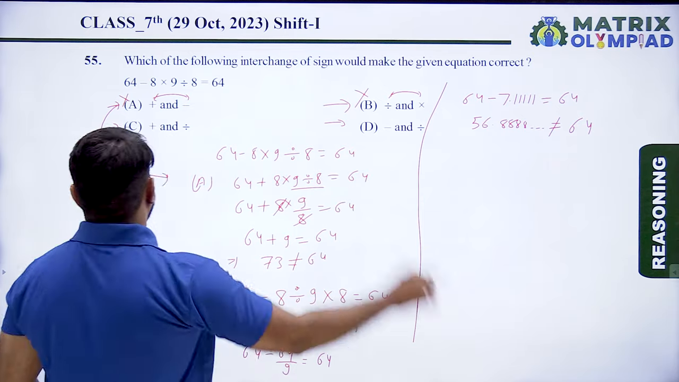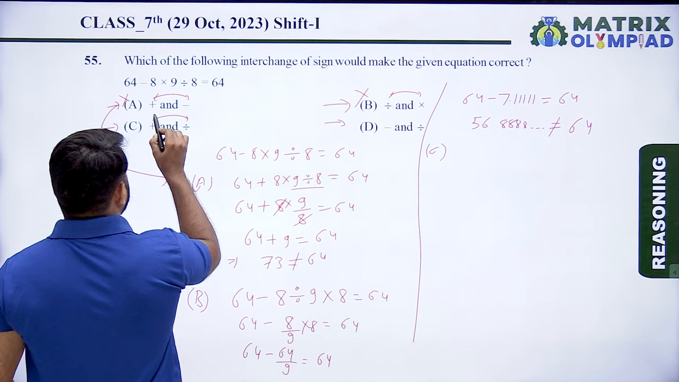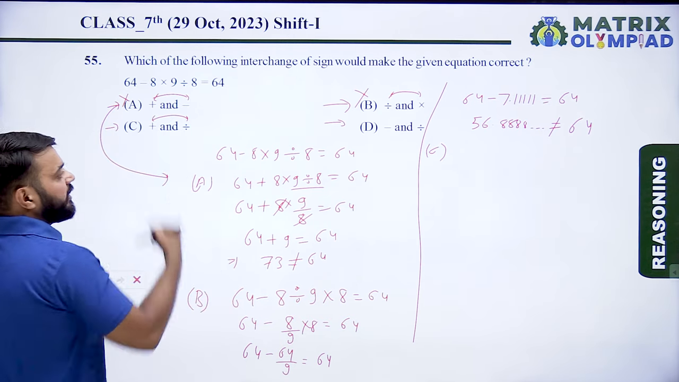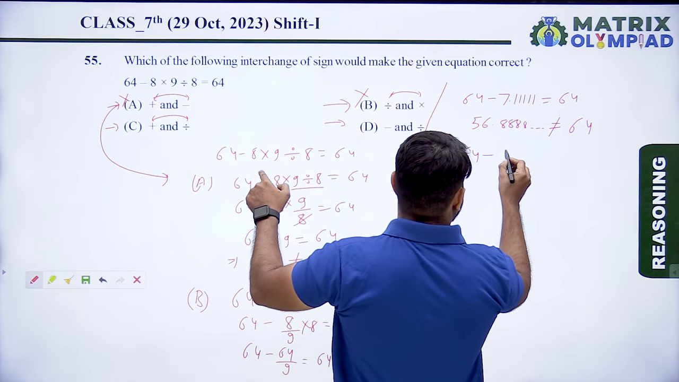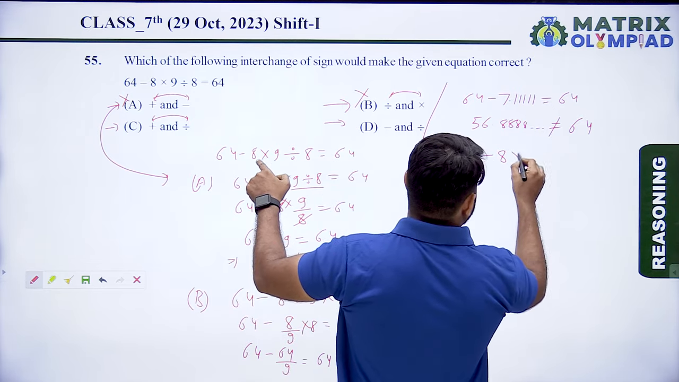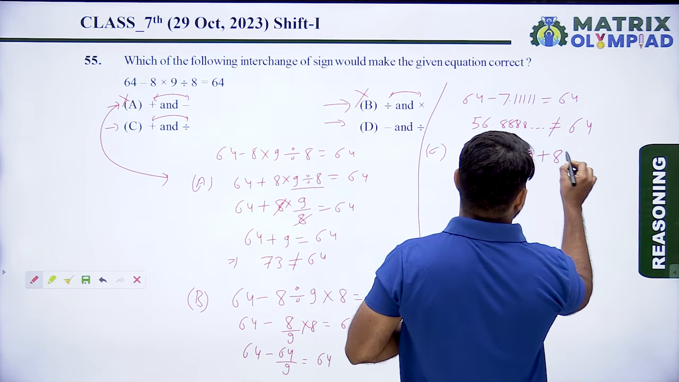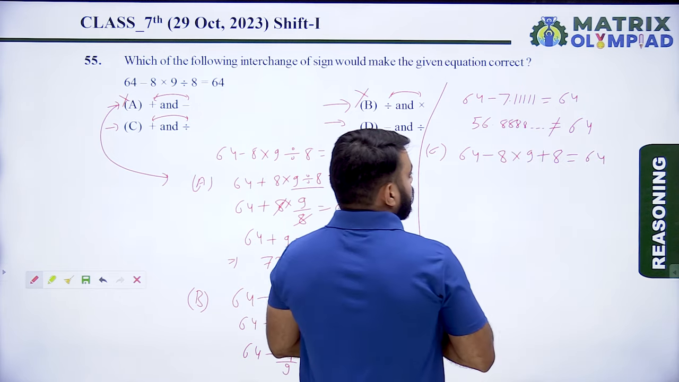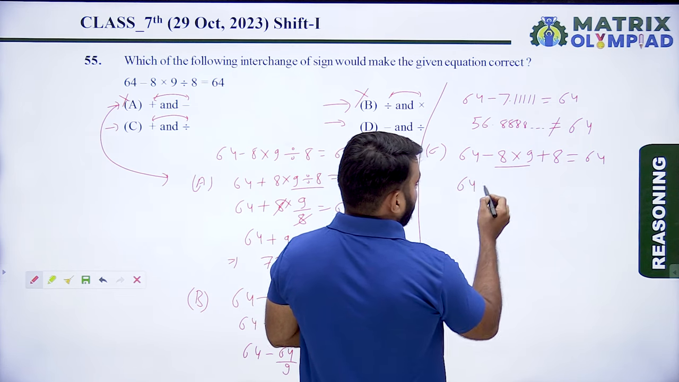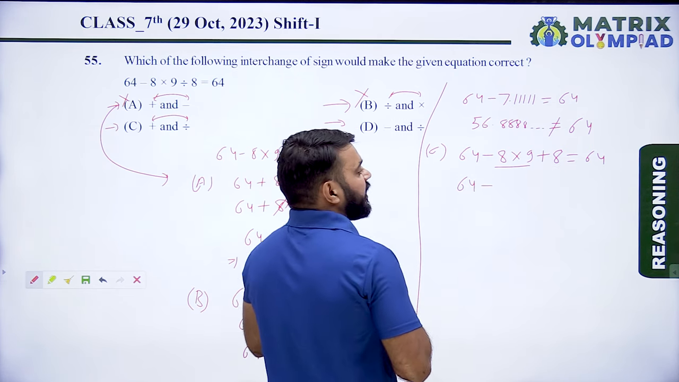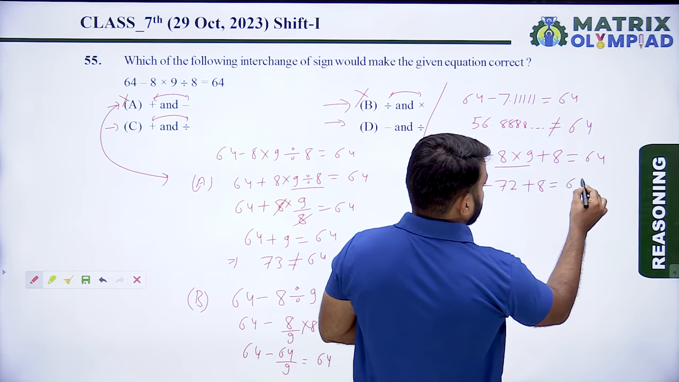Now taking option C. According to option C, interchange the plus and divide. So the equation is 64 minus 8 multiply by 9 divide. So divide means plus 8 is equals to 64. So using BODMAS rule, multiply the numbers first. So 64 minus 8 multiply by 9, it means 72 plus 8 is equals to 64.